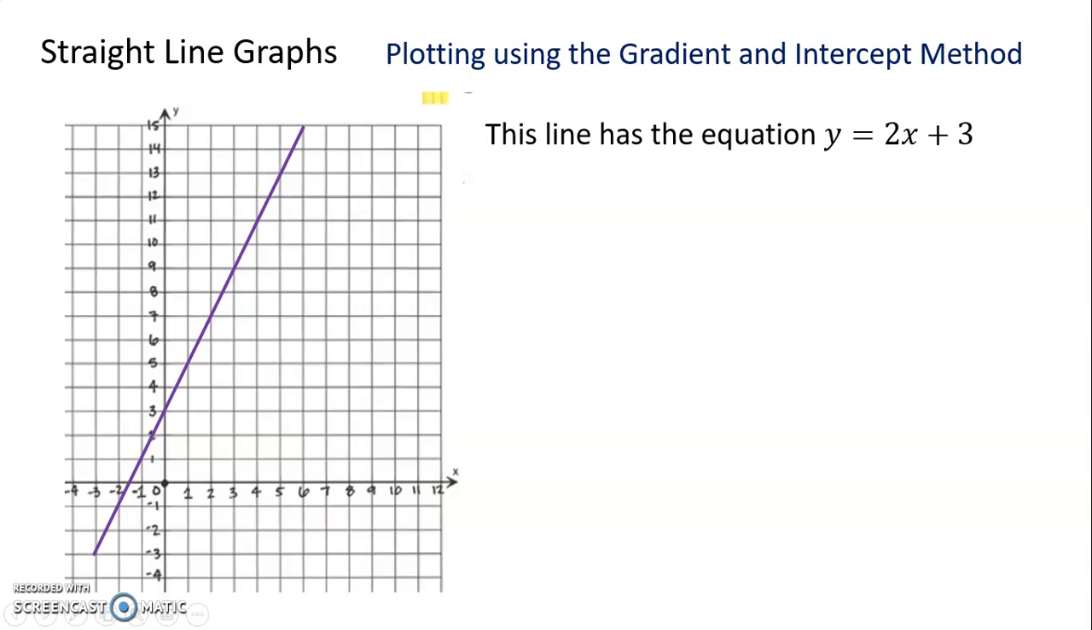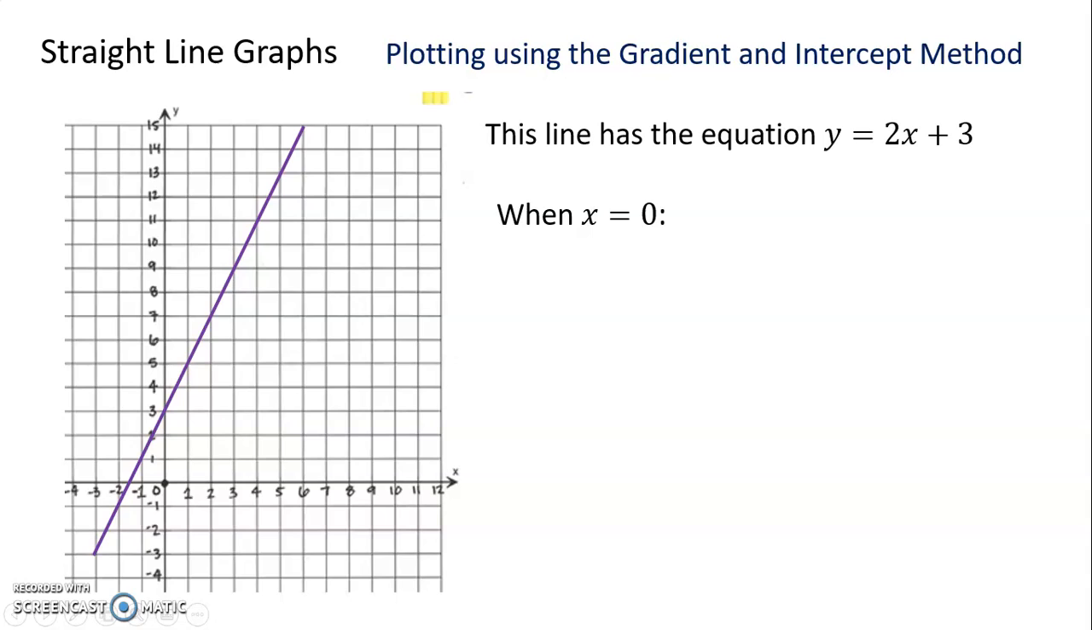Hello, today we're going to look at plotting straight line graphs again, but this time using something called the gradient and intercept method. And again, this should be a review for you. So starting off with looking at the line that has equation y equals 2x add 3. So that is already on the graph over here in purple.